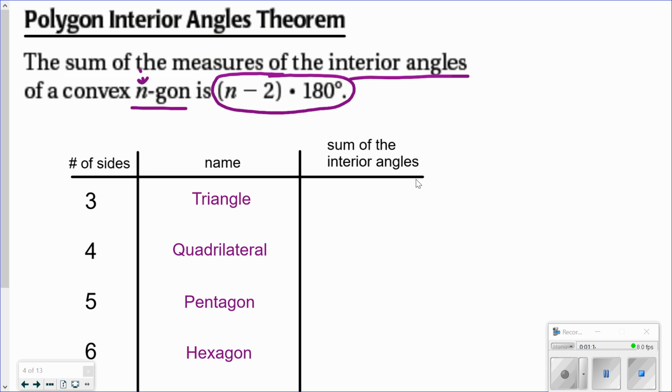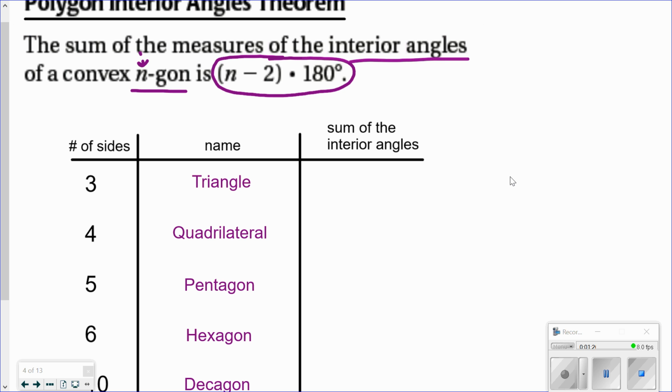So if you look here, I have a list of different polygons depending on their number of sides. First, a three-sided polygon is called a triangle. If I wanted to figure out the sum of the interior angles of a triangle, I'm going to use my equation here. N minus 2 times 180. Well, the number of sides is 3. So 3 minus 2 times 180. You can plug this right into your calculator, and when you do so, you get 180 degrees, which we already knew, that the interior angles of a triangle add up to 180.